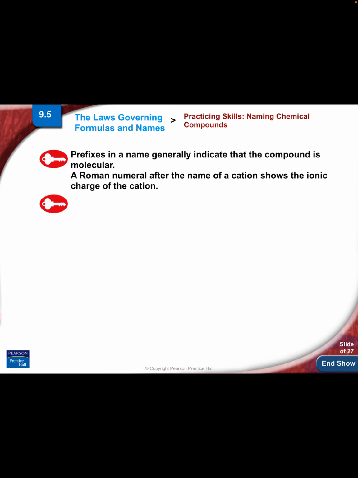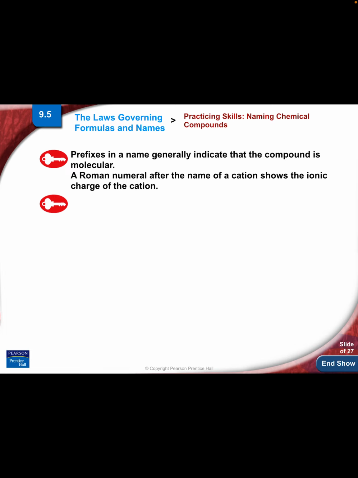If you have prefixes, carbon dioxide, not carbon oxide, carbon dioxide, carbon monoxide, phosphorus pentachloride. If you have those Greek prefixes for the numbers, the compound is molecular or covalent. It's not an ionic compound.